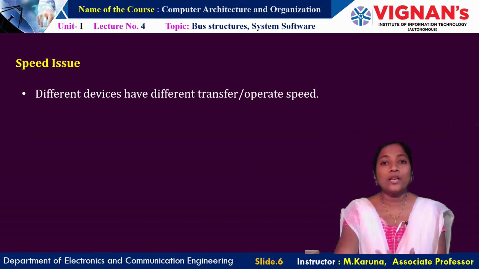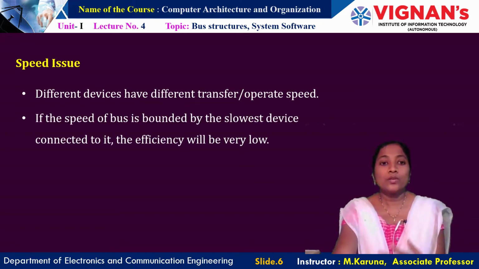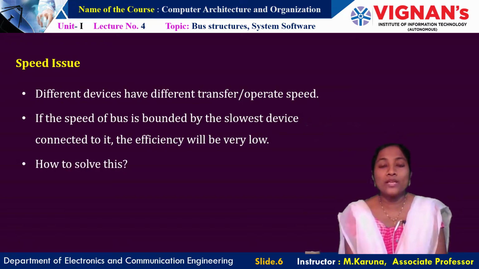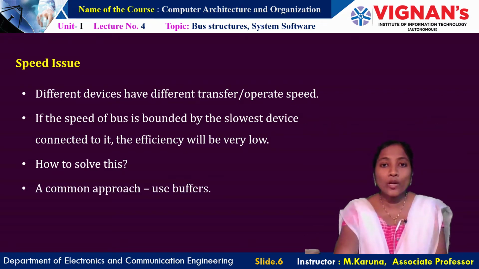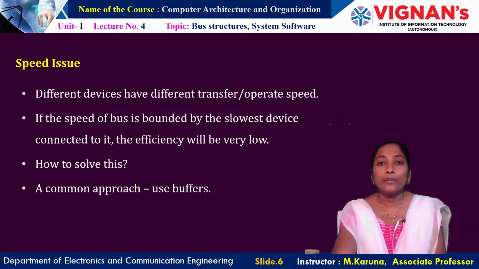Let us see speed issues. Here different functional units are operating at different speeds. If the speed of the bus is bounded by the slowest device connected to it, the efficiency will be very low. To overcome the speed variations, an efficient transfer mechanism can be used. A common approach is to include buffer registers with the functional units to hold the information while transferring the data.